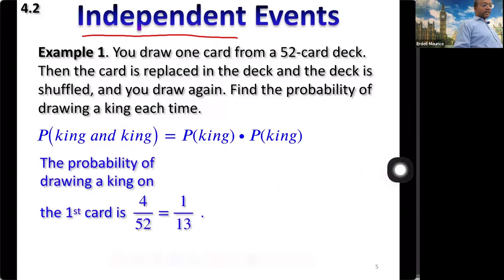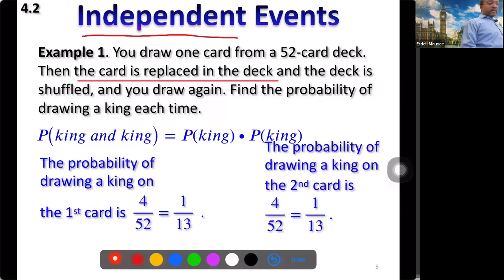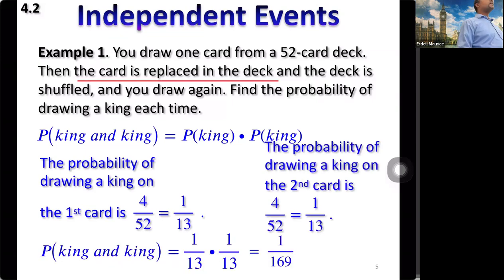And so that's going to be 1 out of 13 multiplied by 1 out of 13, which gives us an answer of 1 out of 169. There's a 1 out of 169 chance of getting a king both times.